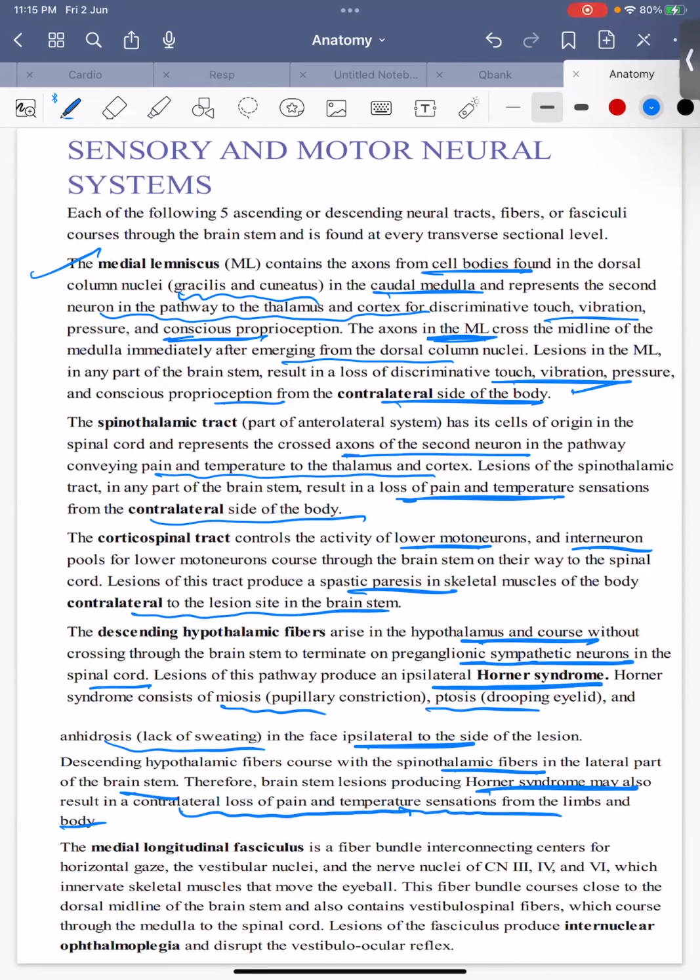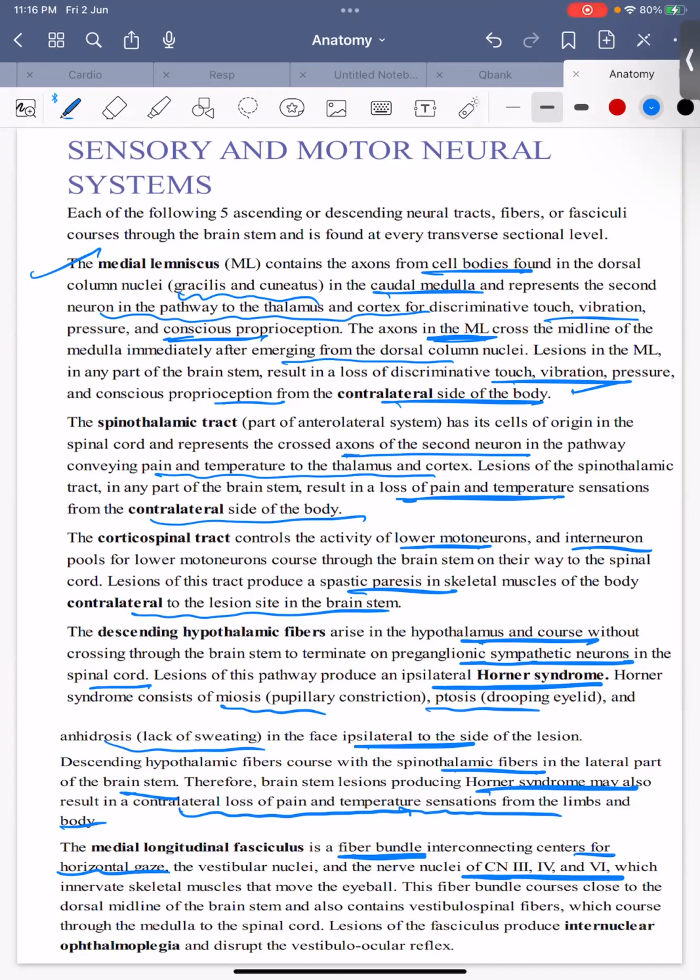Now, the medial longitudinal fasciculus is a fiber bundle. They connect the nuclei of cranial nerves 3, 4, and 6, so they are important for horizontal gaze movements. For example, if you want to look towards the right side, both of your eyes move at the same time, horizontally towards the right side, right?